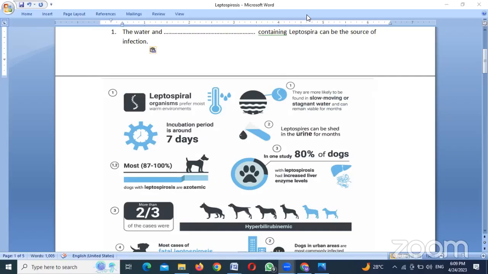Okay, Miss Farah. The water and urine containing leptospira can be the source of infection. So in which part can you find the answer? In point 1, it's mentioned already about water, and the second point mentions urine in bold letters. So if I make this question like this, in which text can you find the answer? It's text A. Text A, okay.